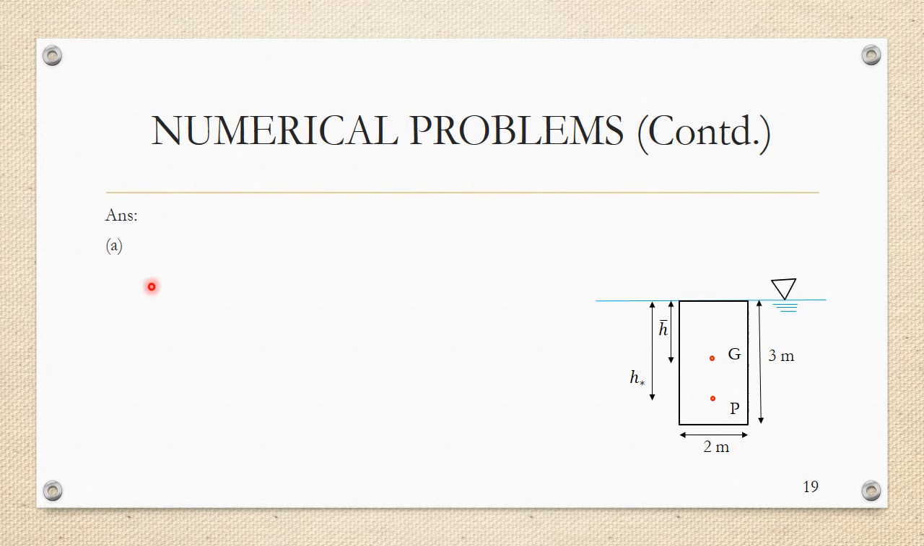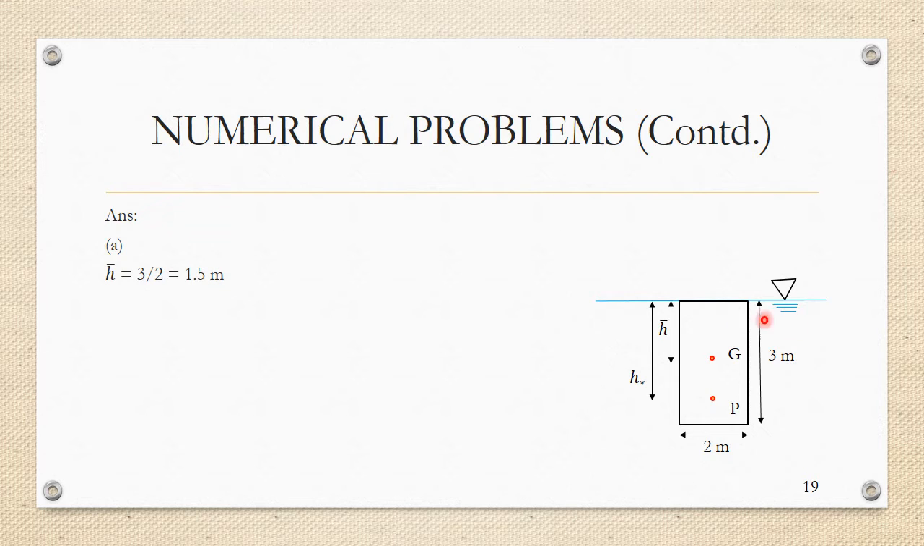So this is the first subdivision. The first subdivision had told us this is a rectangular lamina, 2 meter wide and 3 meter deep, and the center of gravity is at a distance of h bar from the free surface, and center of pressure is at a distance h star from the free surface, and the upper edge is touching the water surface. It coincides with the water surface. And so let's find out the values of all these things.